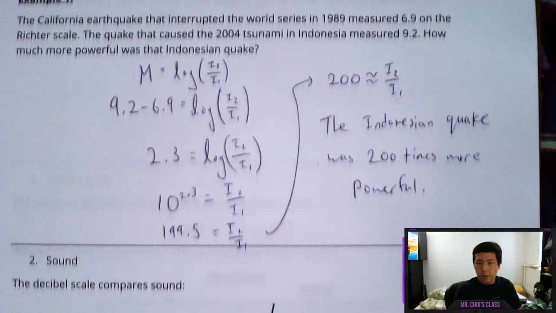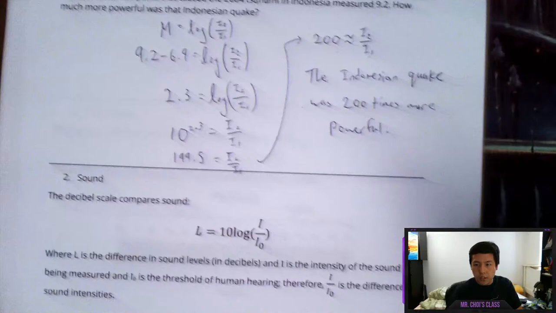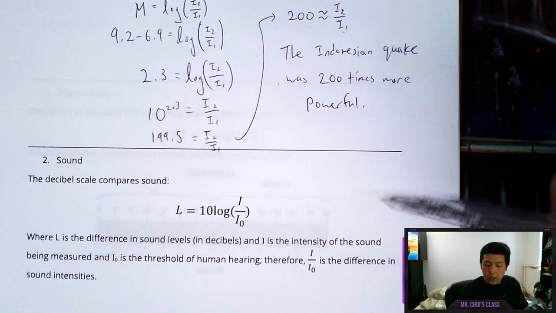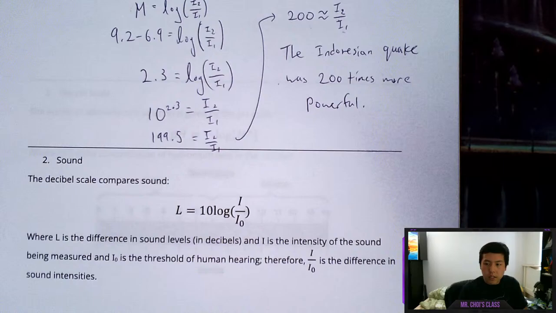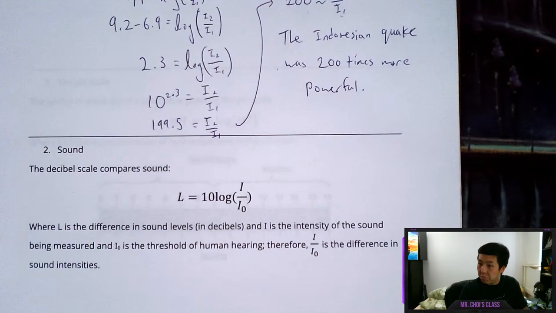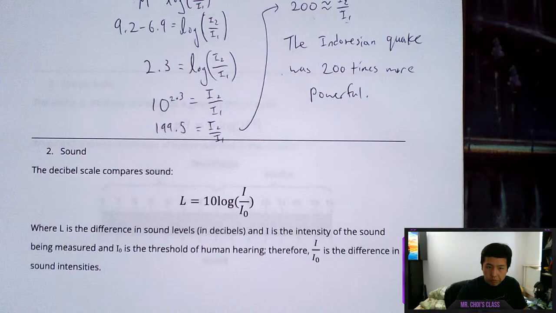So I'll try to keep that on the screen for now as we move on into our next example. Okay, for number two, the decibel scale, so this is sound. The decibel scale compares sound, where L is the difference in sound levels in decibels, and I is the intensity of the sound, and I naught is the threshold of human hearing, which means I over I naught is the difference in sound intensities. You'll notice that the function is almost identical. The only difference is that the decibel scale now has a times 10 on it. Pretty simple.